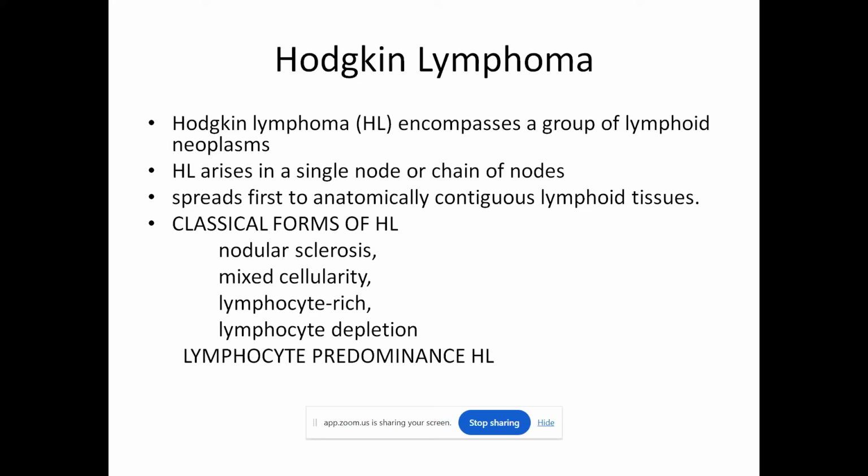Usually it spreads in anatomically contiguous areas. So we have two major types. One is the classical form of the Hodgkin's lymphoma, and next is the nodular lymphocyte predominant Hodgkin's lymphoma. Coming to the classical type, we have four subtypes: nodular sclerosis, mixed cellularity, lymphocyte rich, and lymphocyte depleted Hodgkin's lymphoma.